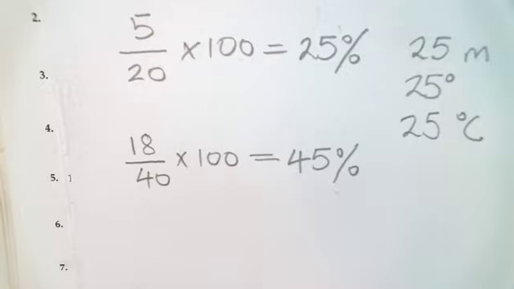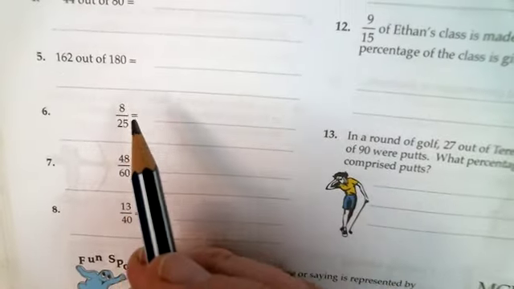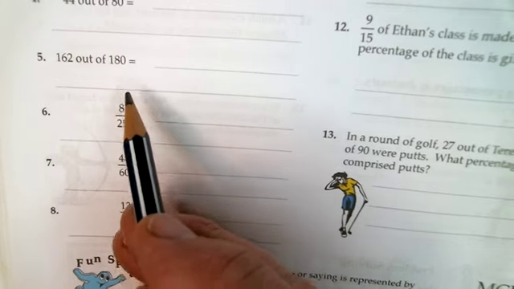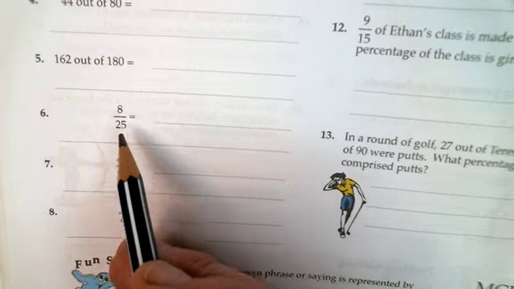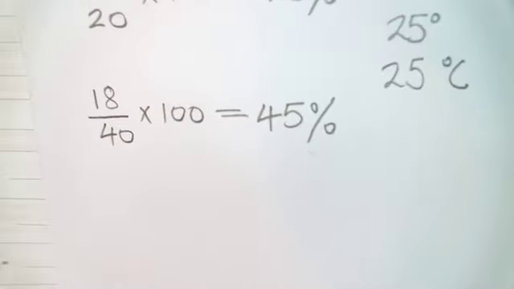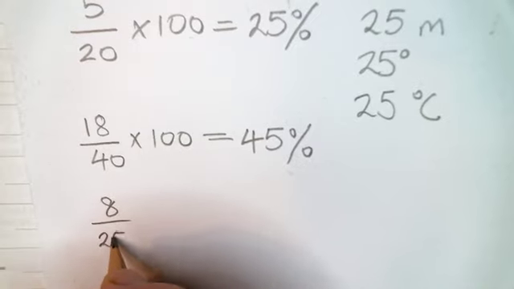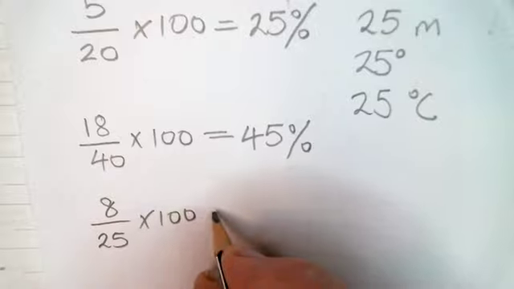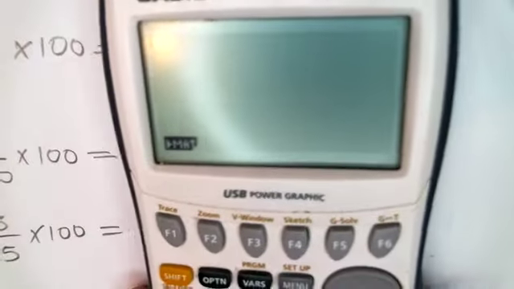All right, let's take a look at some other ones here. This time you've actually got some which are already fractions. So that means 8 out of 25. Let's have a look at that one. Again, two ways of doing it. You could go 8 out of 25 and multiply that by 100. I'll use the fraction key on this one. So 8 out of 25.